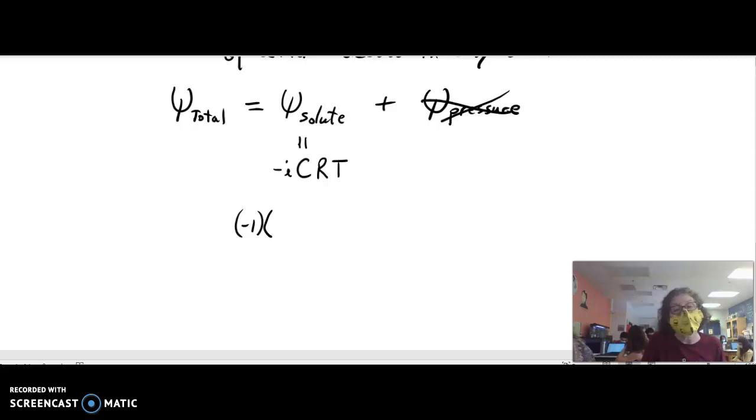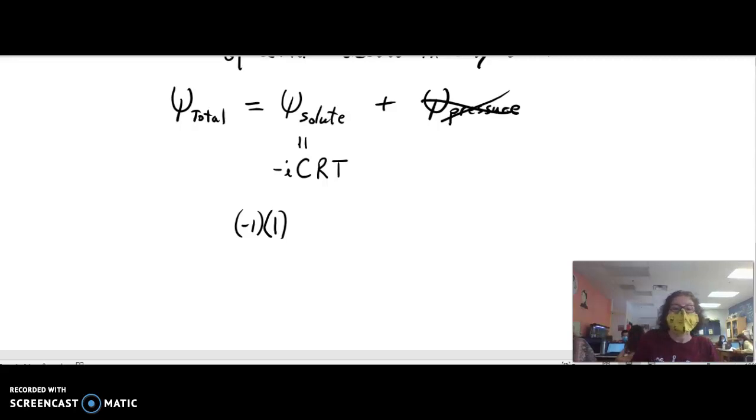I is the ionization constant, and the ionization constant means when you put the solute into water, does it break apart or not? And sucrose doesn't. It stays in one piece. So we'll say this is 1, very simply. Since it's sucrose, it's 1. If it were NaCl, sodium chloride, then we would say 2, because sodium chloride dissociates into 2 pieces. So that will be different. But this is sucrose, and all carbohydrates are just going to stay in one piece.